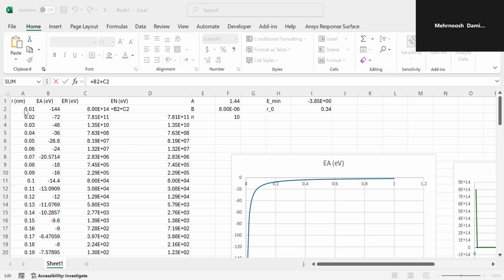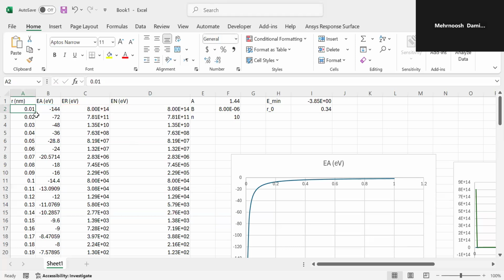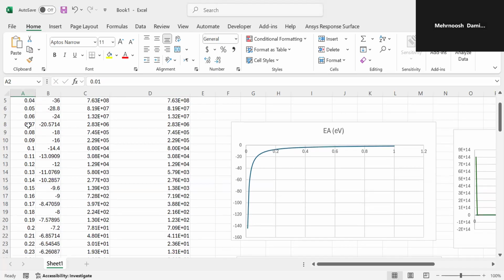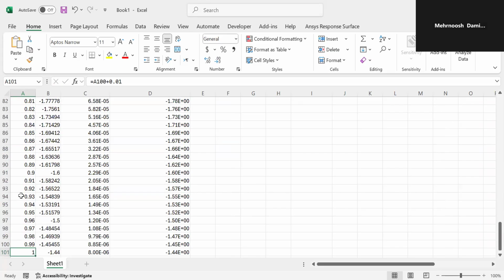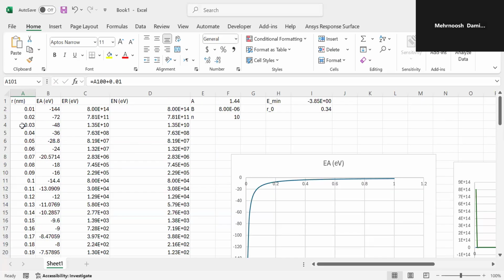Okay, here R start was 0 or 0.01 nanometers and increased to 1. How? It's easy. In each step, we say the previous or upper cell plus 0.01, up to reach 1. We have attractive energy, EA, and the unit is eV. ER is the repulsive energy, and EN is the net energy.